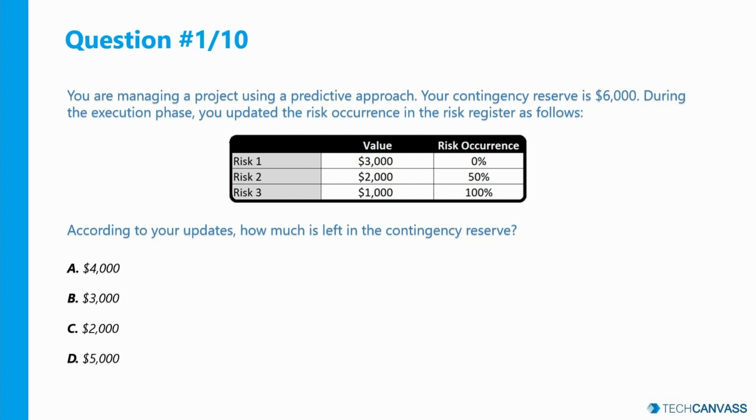Now if you look at this, only $2,000 are left in the contingency reserve which are reserved for risk 2. Now how is that? Look at risk 1. It has zero probability of occurrence, which means you can release the associated contingency reserve for risk 1. And if you look at risk 3, the probability is 100%, which means the risk has already taken place as an issue, which means you have already spent the $1,000 reserved for it. Now that leads us to only one option, which is C, which is $2,000.